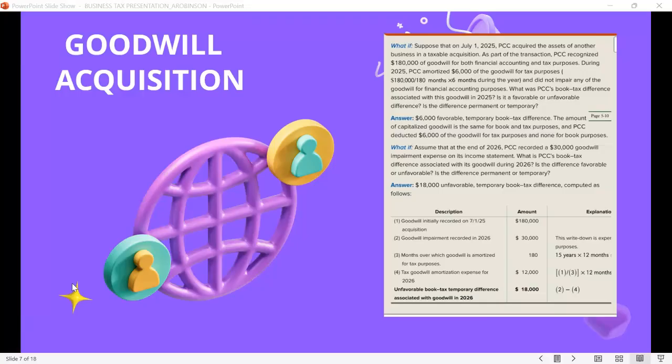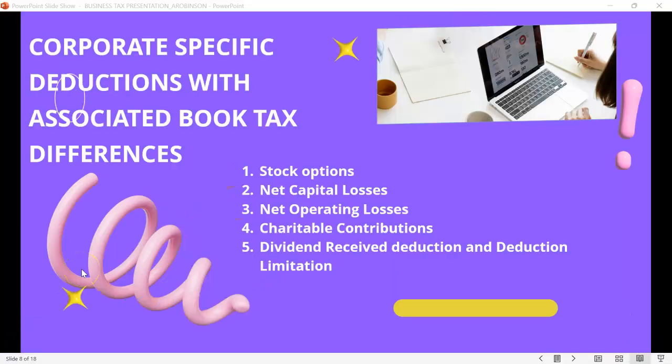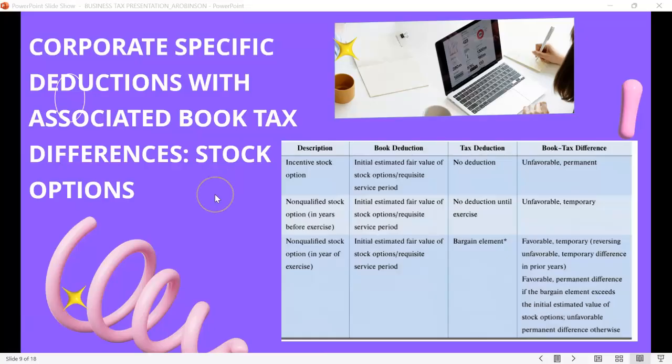So there are some examples in the book. For example, 5.5 provides a good synopsis of this, and this is also a good example as well. Next, I'll be delving into corporate specific deductions with associated book tax differences, starting with stock options. Then we'll go on over to net capital losses, and then net operating losses. Beyond that, charitable contributions, dividend received deduction, and deduction limitations.